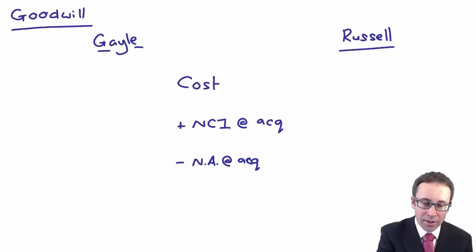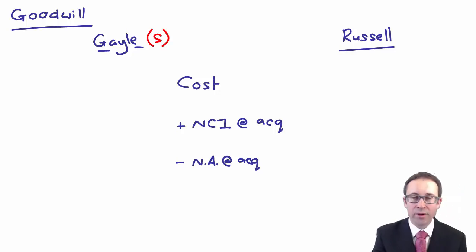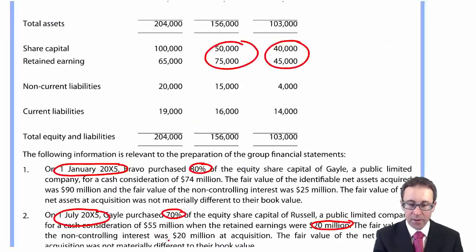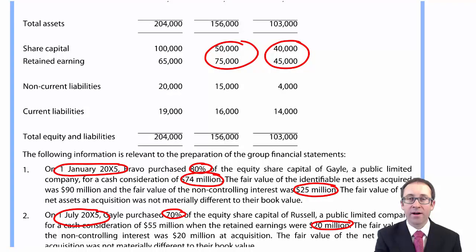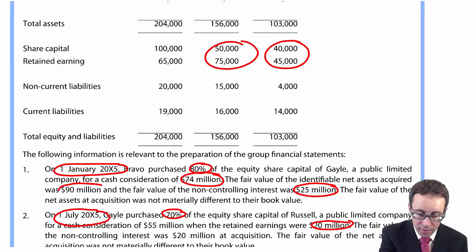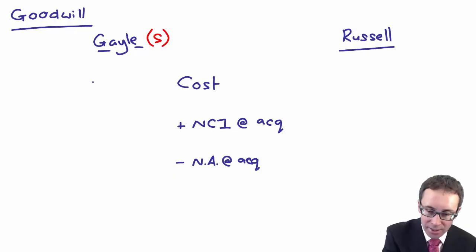Well, when we're looking at the sub, that should be pretty straightforward. There's nothing new that we have got to cover there. So what you've got is we're looking at the amount that we paid. Is that there, the 74 million? The non-controlling interest at fair value is 25. And we know what the net assets are already. They are there at 90 million, aren't they? So a nice easy calculation there.